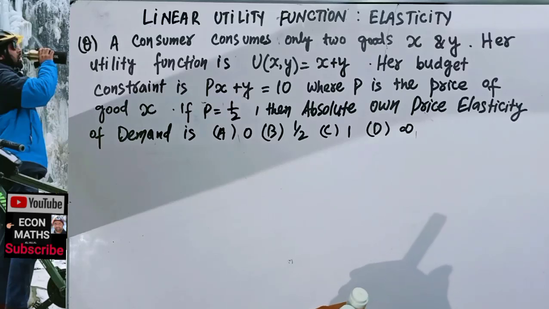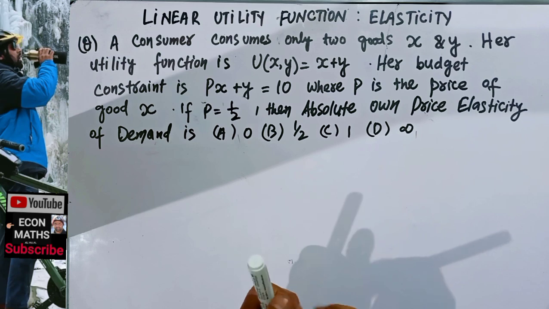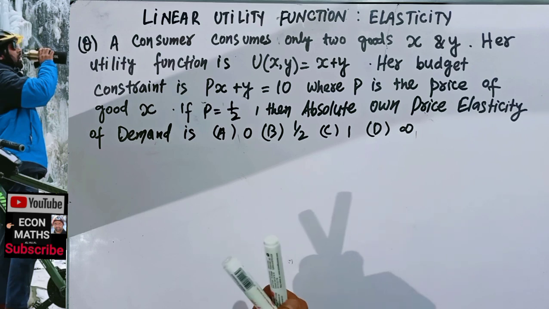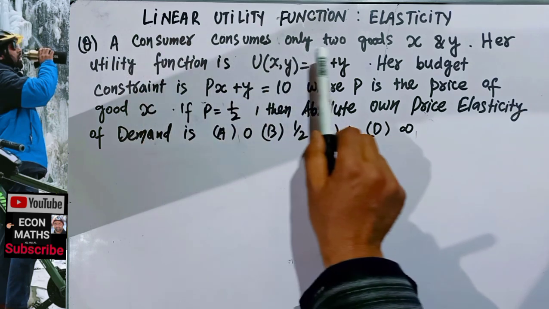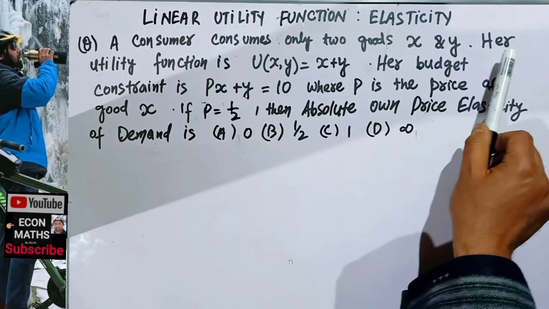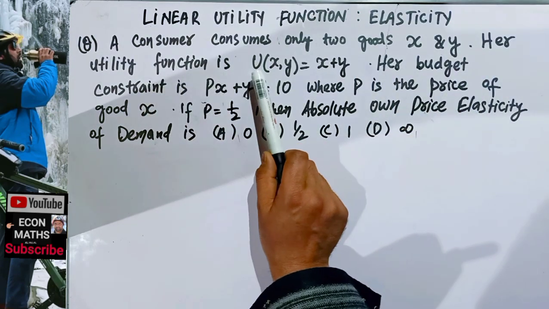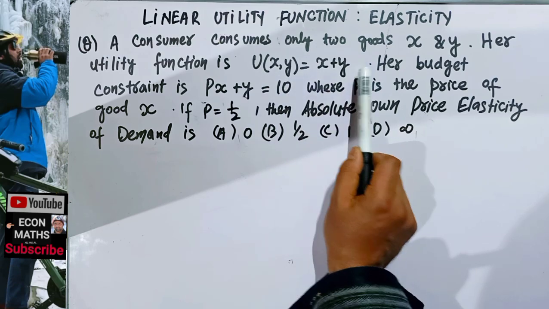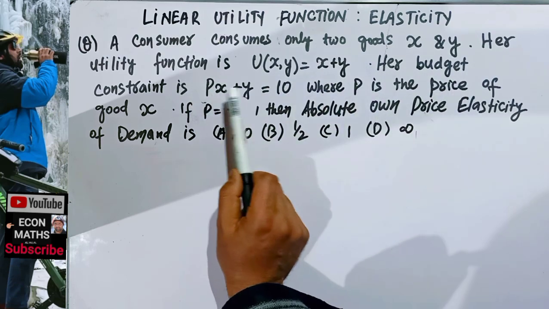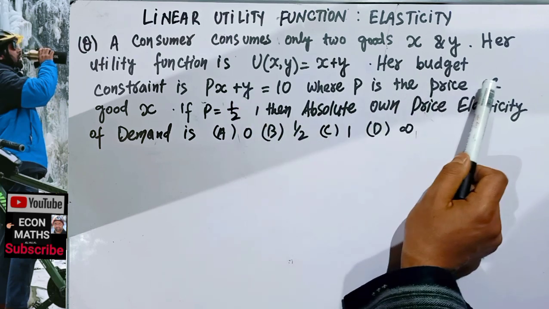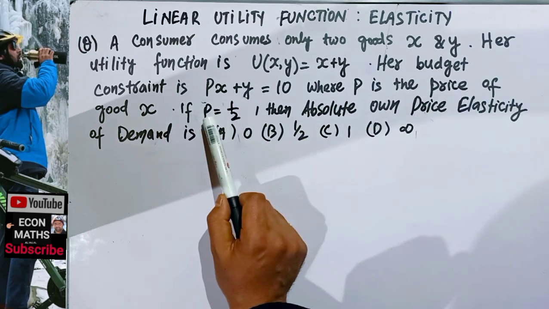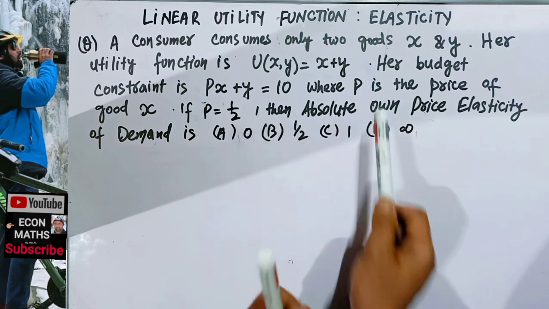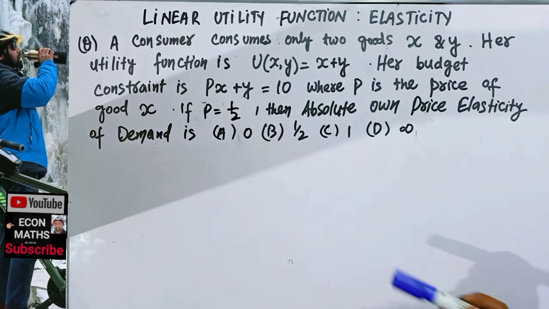In this video, we will learn how to find out absolute own price elasticity of demand from the given utility function and budget constraint. The question is, a consumer consumes only two goods, X and Y. Her utility function is, that means utility derived from the consumption of good X and Y is equal to X plus Y. Her budget constraint is Px plus Y, where P is the price of good X. If price of good X is 1 upon 2, then absolute own price elasticity of demand is, the options are 0, 1 upon 2, 1 or infinity.